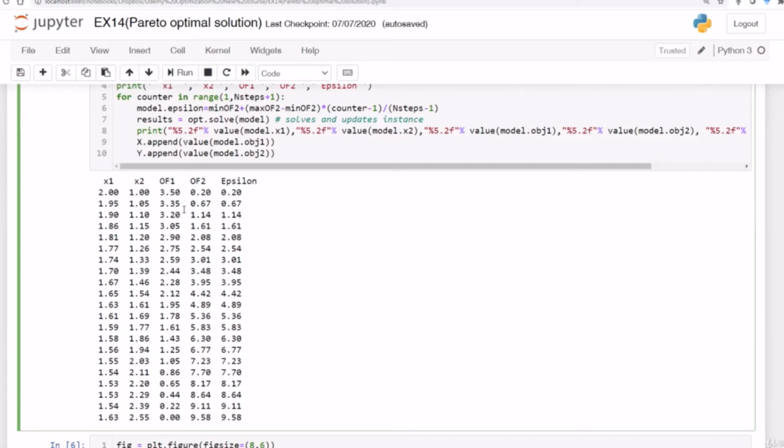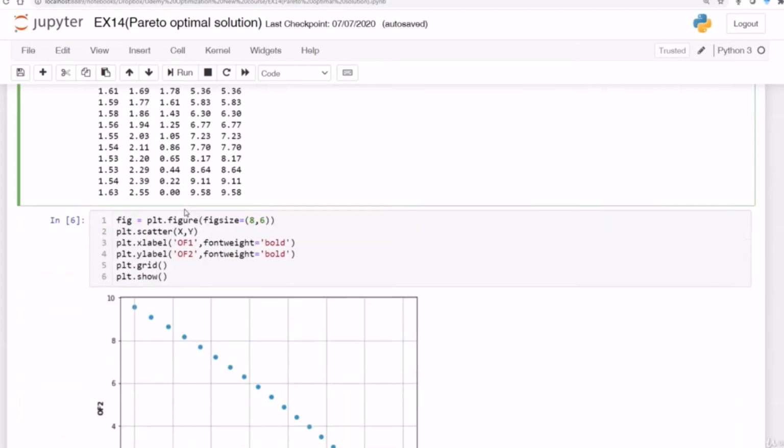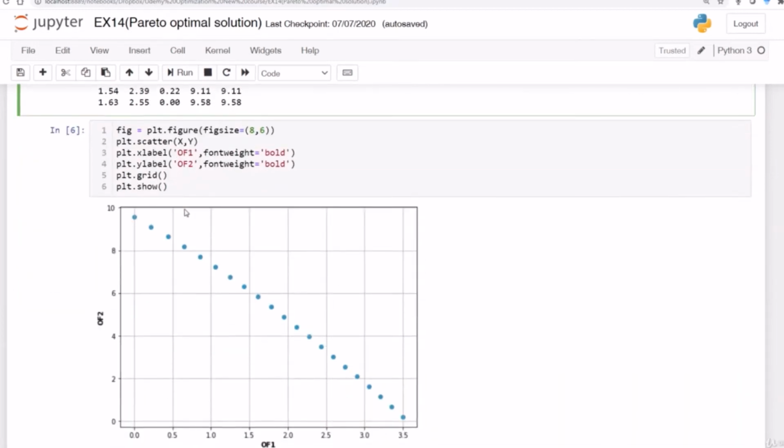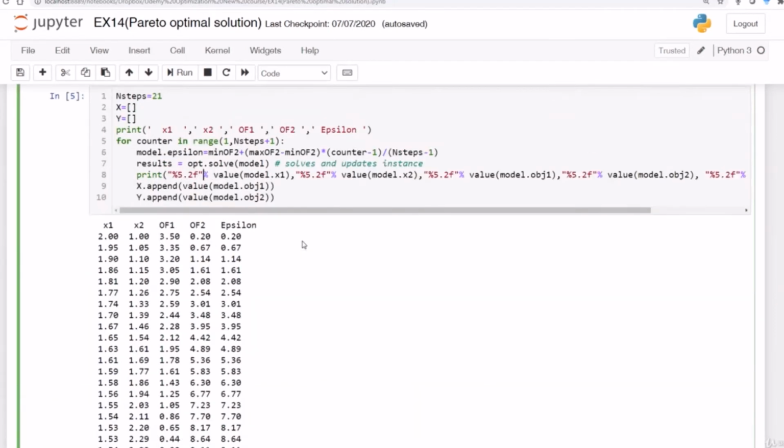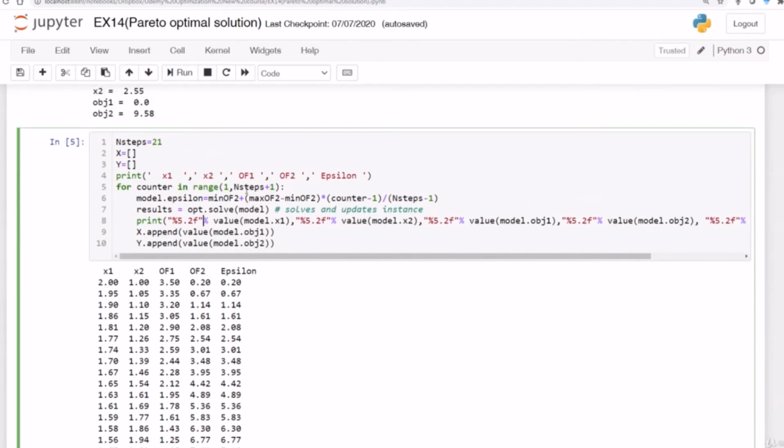Okay, and if you want to graphically show it, you can see it here. Okay, so the number of points depends on how many steps you have specified in your programming. Okay, and that's it.